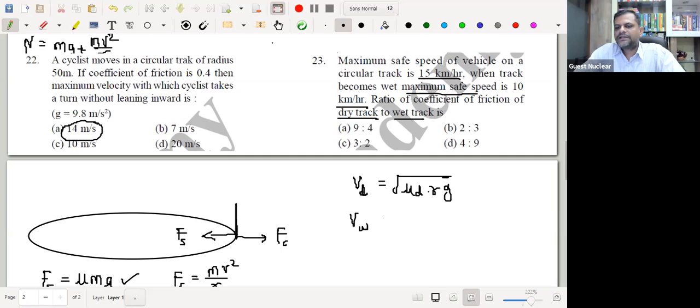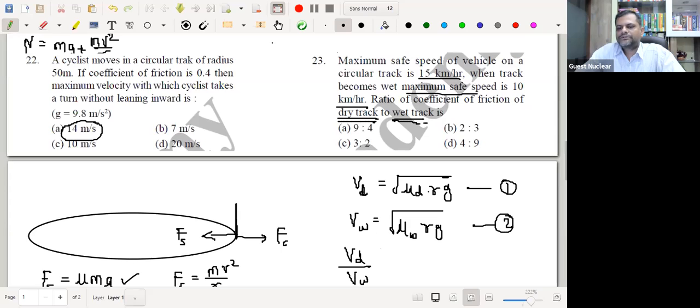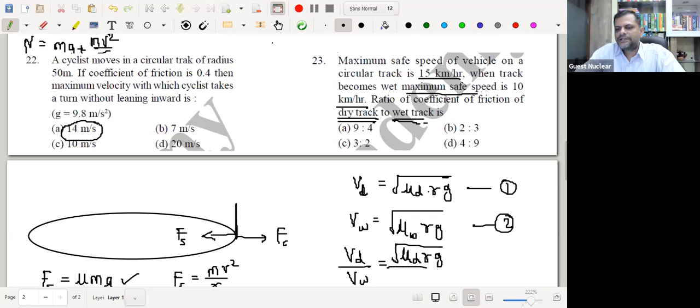And at the same time, for wet, if we use the same formula, we will get VW is equal to root of mu W into RG, where mu W is the coefficient of friction of the wet track. If we take the ratio of equation number 1 and equation number 2, it simplifies to VD upon VW. We want to find the ratio of the coefficient of friction of the dry track to the wet track. So if we take this ratio, the numerator will have mu D into RG, and the denominator will simply have mu W into RG.